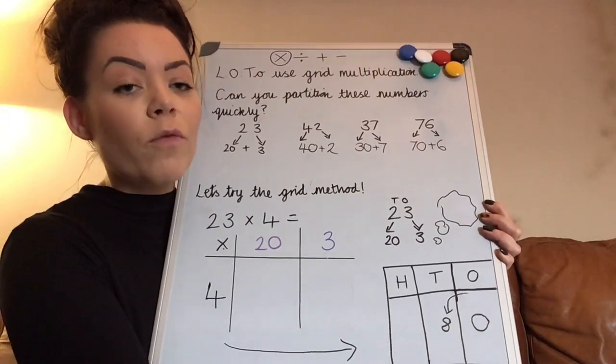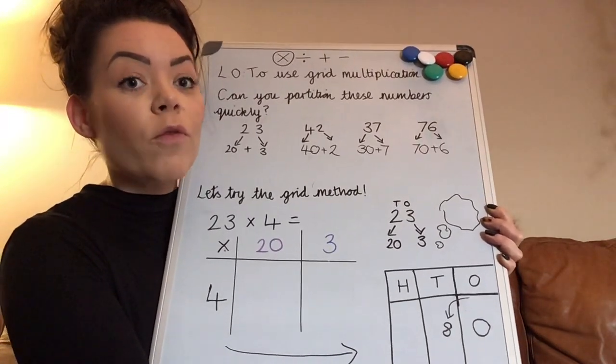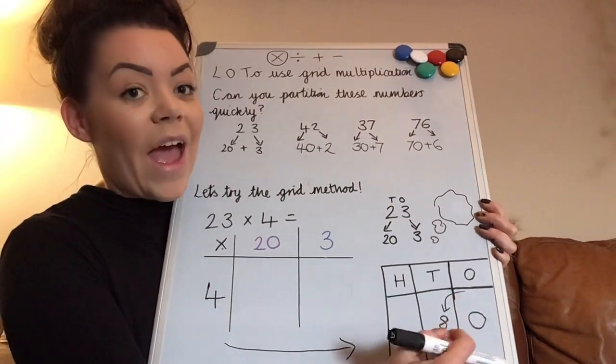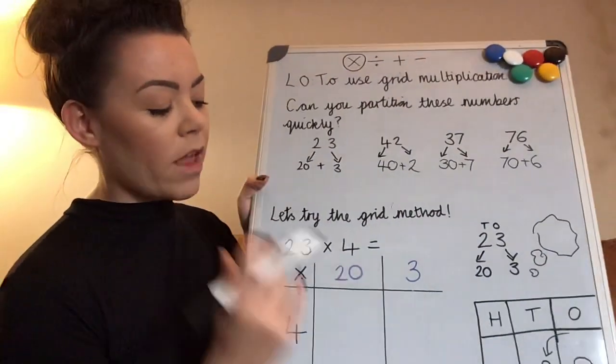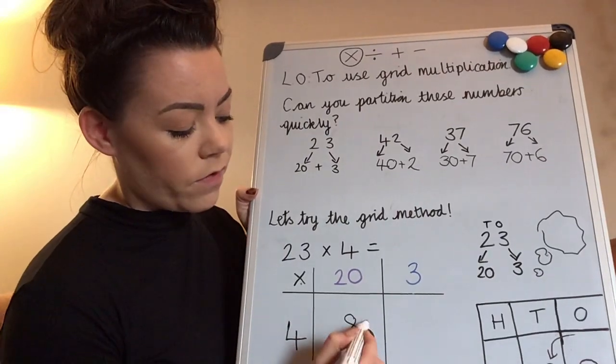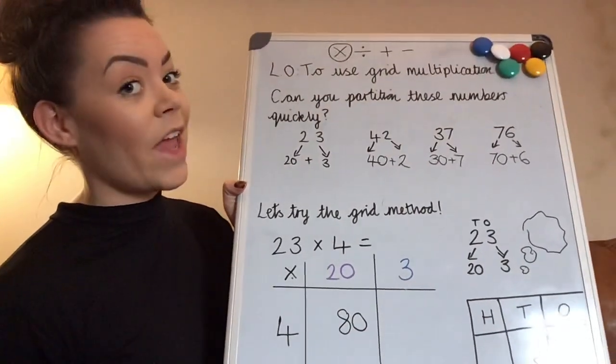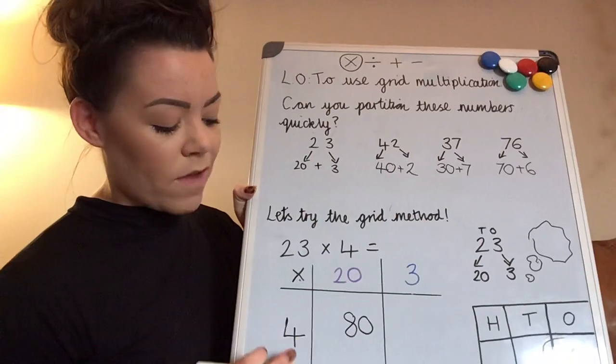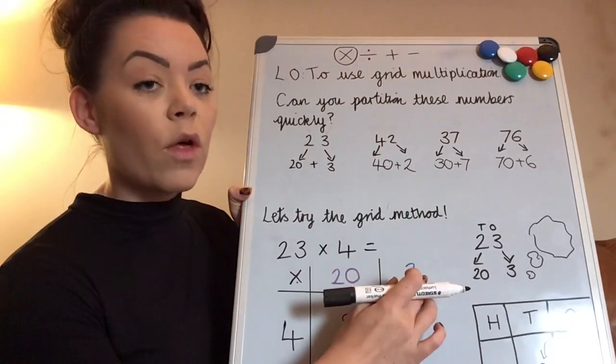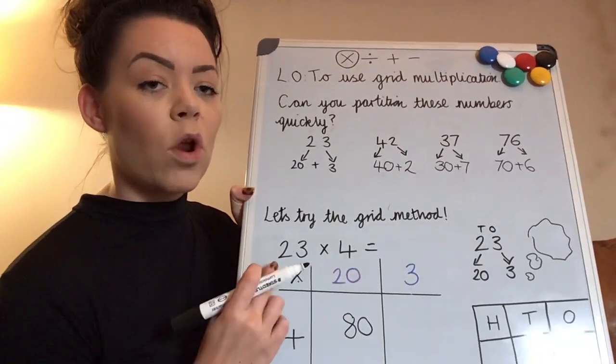So 4 lots of 2 is 8. 4 lots of 20 is 80. So I can write that in here. I'm not done yet. I've done 4 lots of 20. Now I need to do 4 lots of 3. I've done 4 lots of 20.